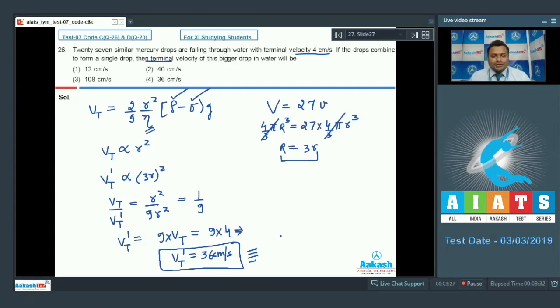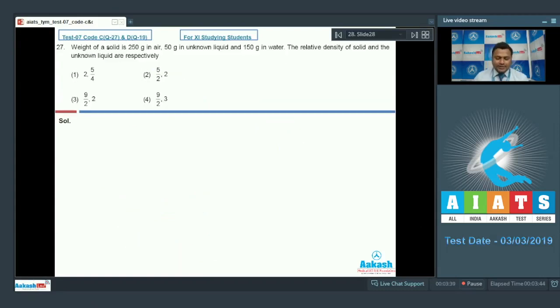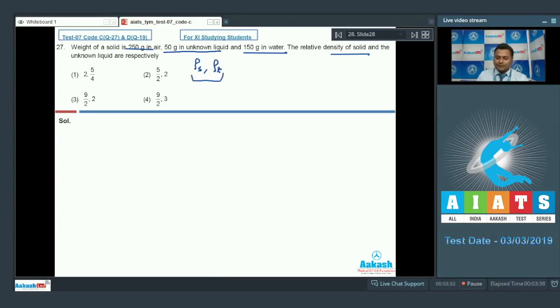Now let us proceed to the next question, that is question number 27. Here is question number 27. Weight of a solid is 250 gram in air, 50 gram in an unknown liquid, and 150 gram in water. The relative density of the solid and the unknown liquid will be what? Suppose the density of the solid is rho s and the density of the unknown liquid is rho l. Now apparent weights are given.